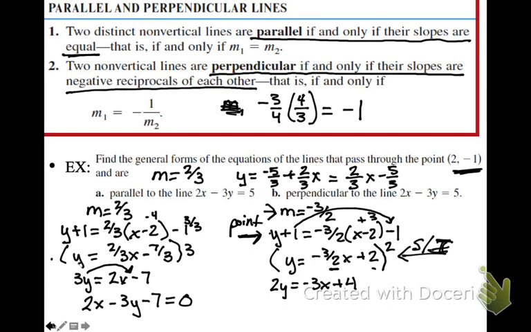So am I going to move everything to the left or everything to the right? Left. To the left. Why? Because x is negative right now. We can't have a negative x. So if we move x to the left, it becomes positive, correct? Yes. Because you have to add it. Mm-hmm. Okay. So 3x plus 2y minus 4 equals 0.